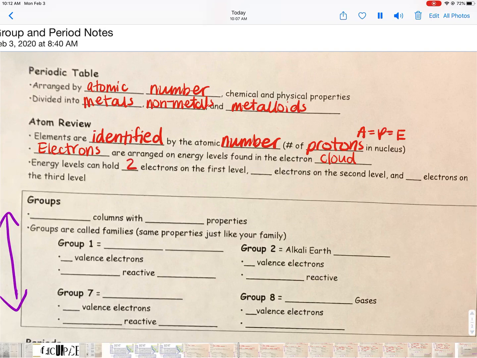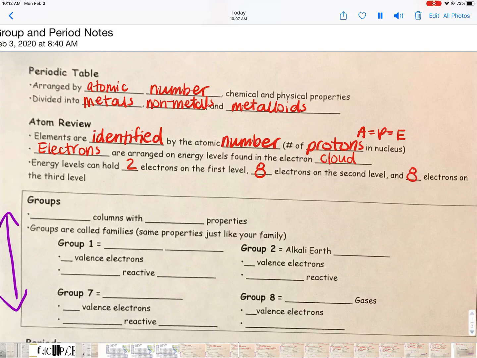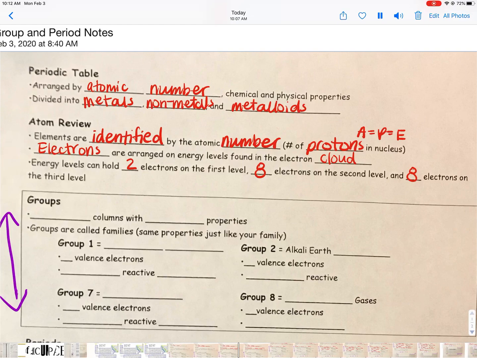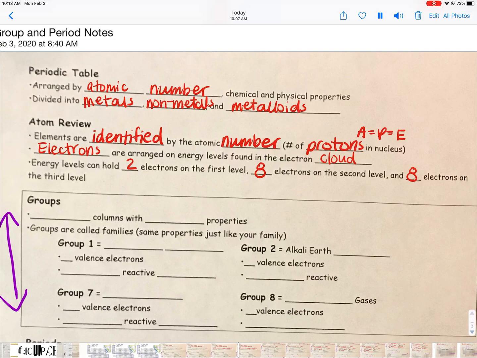Energy levels can hold 2 electrons on the first level, 8 on the second, and 8 on the third. That's like our number of chairs available at the table. When we talked about reactivity, sometimes you only have 2 chairs at the table, and once those 2 seats are filled for helium and hydrogen, that means they're stable. Then you move on to the next circle, which holds 8. Once those 8 seats are filled, it becomes stable, and so on and so forth.